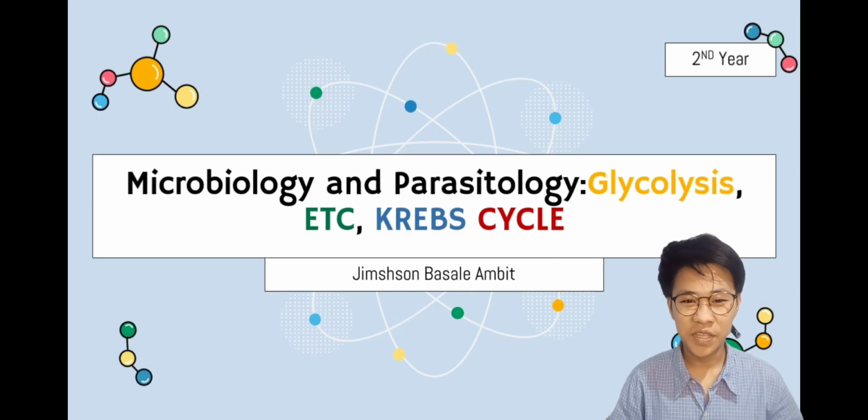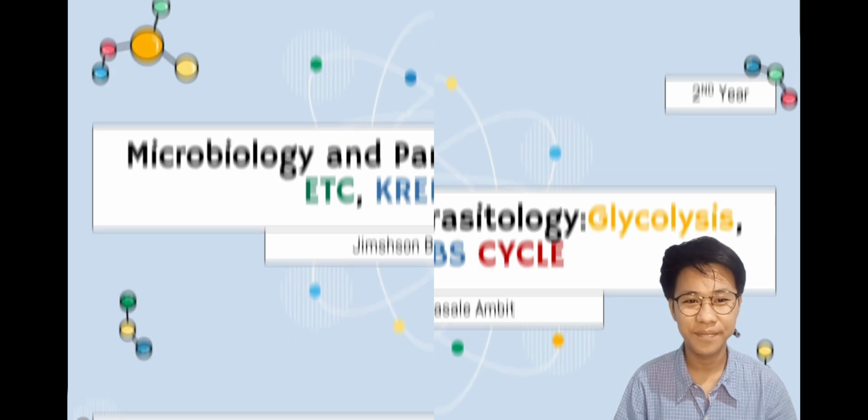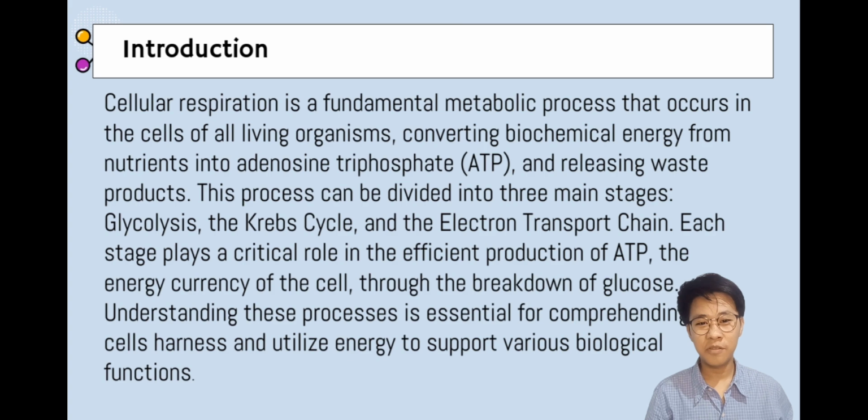Welcome to this presentation on cellular respiration, focusing on glycolysis, the Krebs cycle, and the electron transport chain. So, cellular respiration is a fundamental metabolic process that occurs in the cells of all living organisms. It converts biochemical energy from nutrients into adenosine triphosphate, or ATP, and releases waste products.